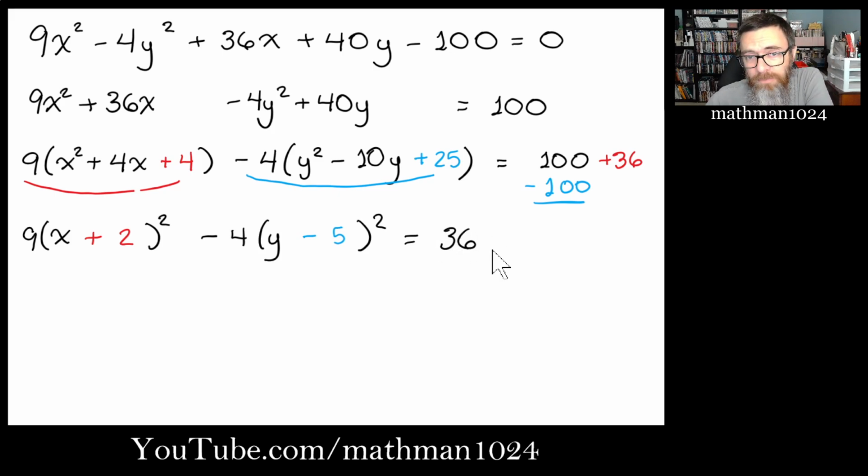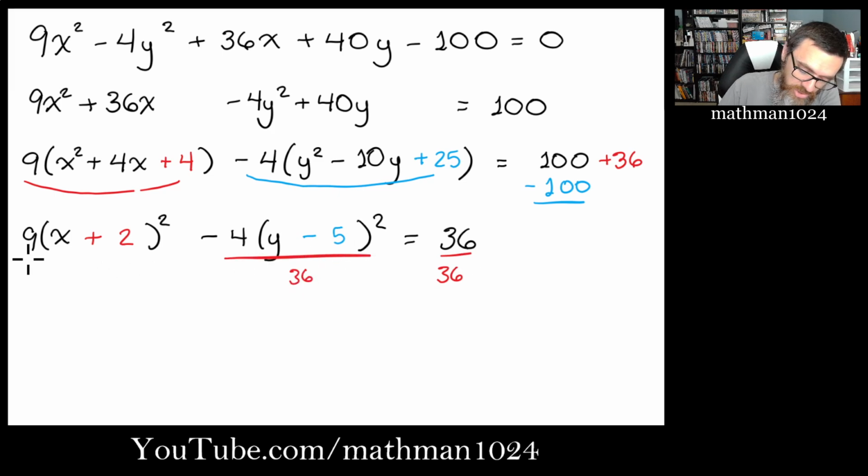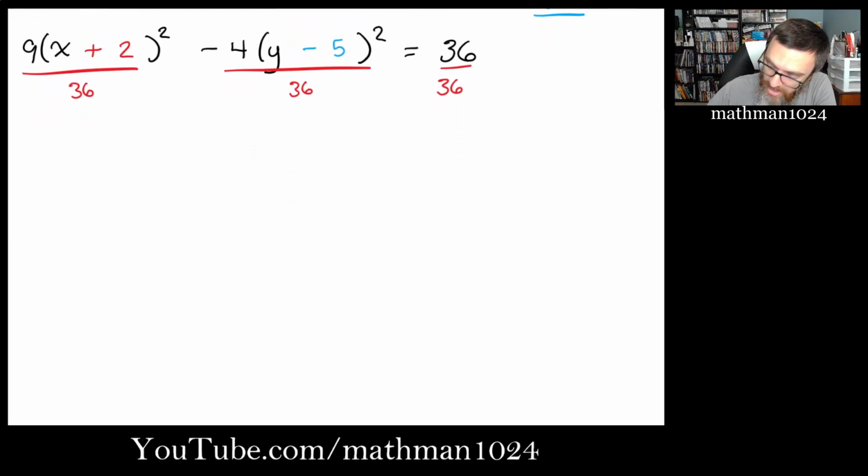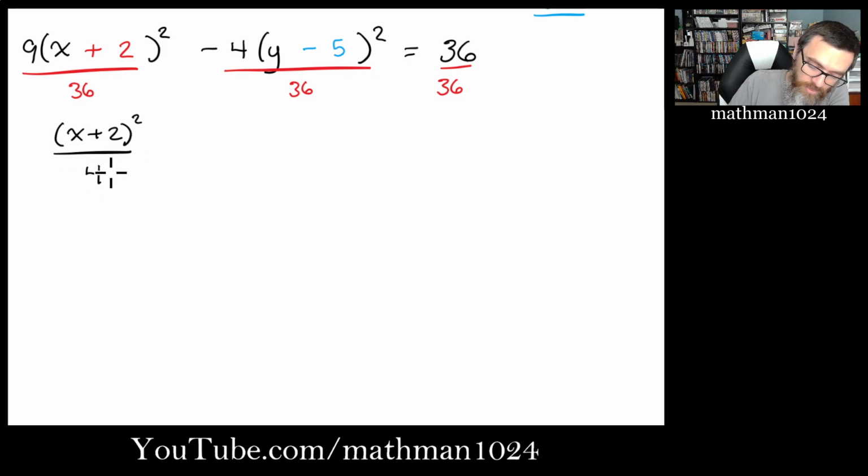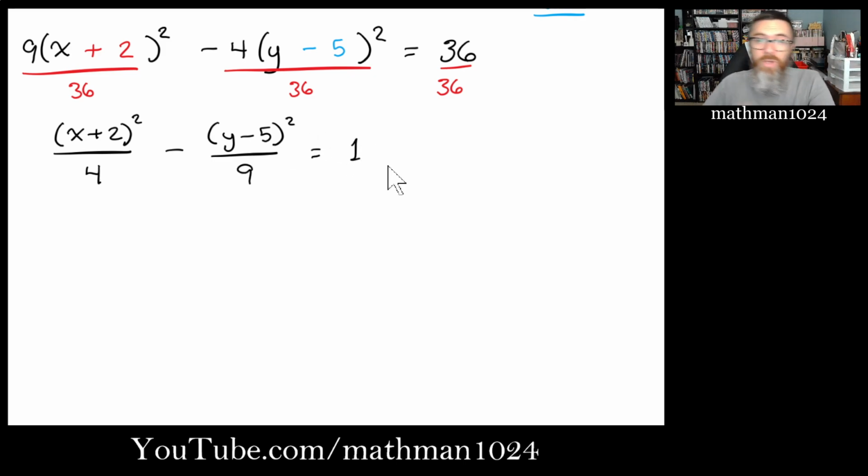But we can't stop here. For an ellipse or a hyperbola, you've got to make sure that you have a 1 on the right side. So divide everything by 36, which should not pose a problem to us whatsoever. And now we have x plus 2 quantity squared over 4 minus y minus 5 squared over 9, and this equals 1.